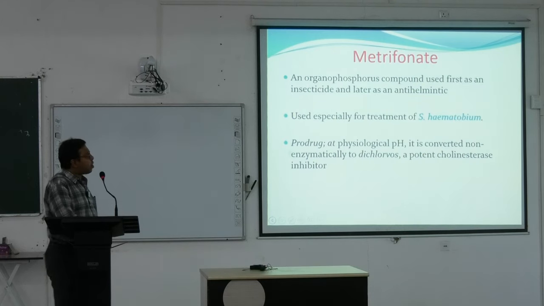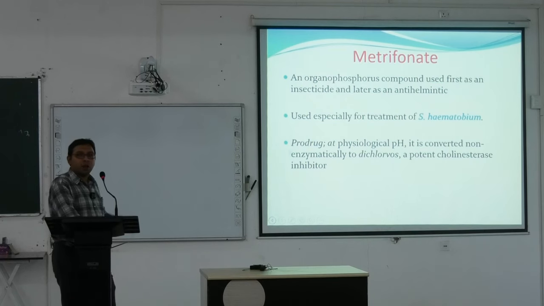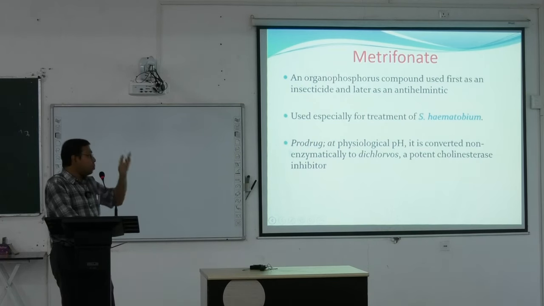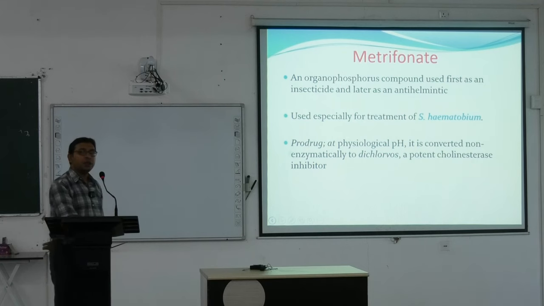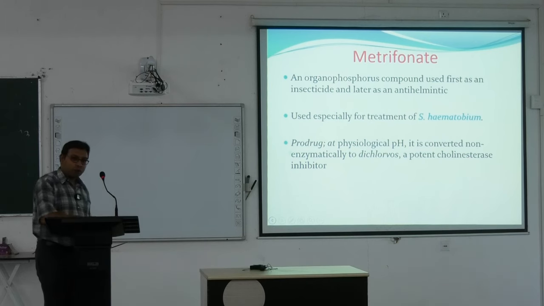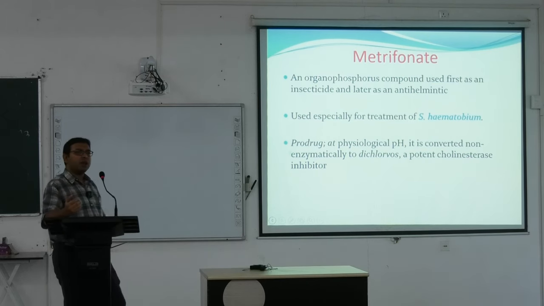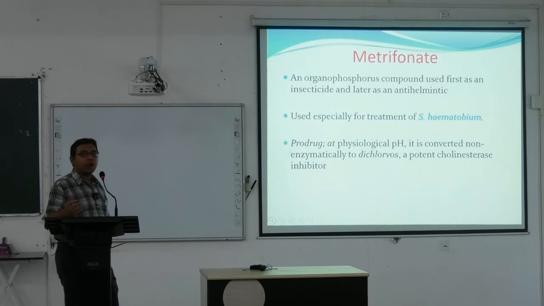The same thing, metrifonate. Metrifonate is basically an organophosphorus drug. You have read about organophosphorus in the anticholinergics. So this is another organophosphorus compound which was used first as an insecticide and later as an anti-helminthic. It has been seen that they have some anti-helminthic action, used especially for treatment of Schistosoma haematobium. It is a prodrug and is ultimately converted to an active drug, dichlorvos, which is a potent cholinesterase inhibitor, a similar type of organophosphorus. But it mainly acts on the worms and has very minimal effect on the host cells. That's why it is not toxic to humans.